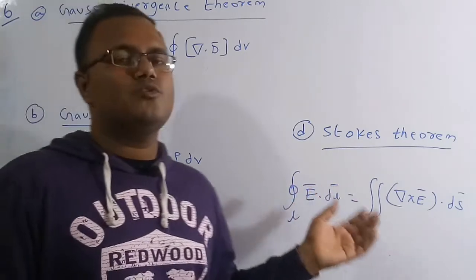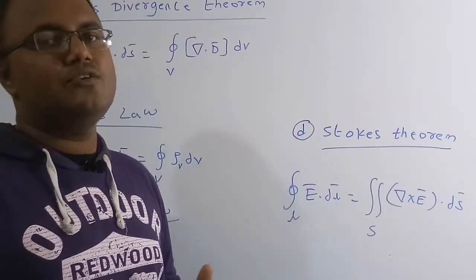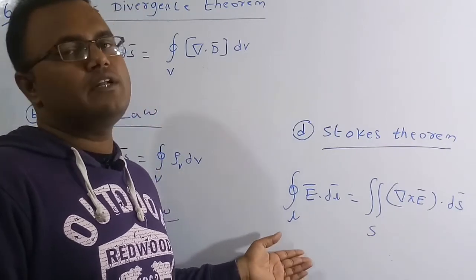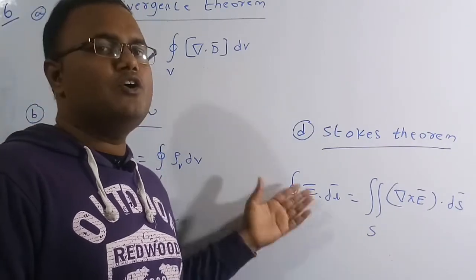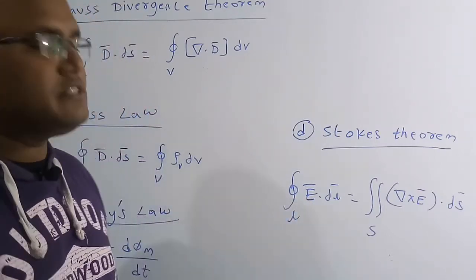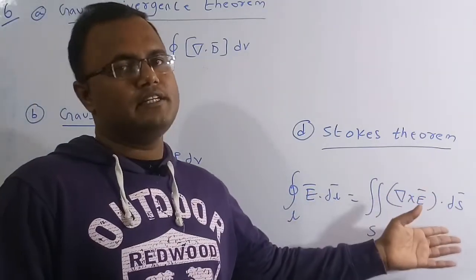And the last one is the Stokes theorem. Stokes theorem is going to relate a closed line integral with an open surface integral, because a closed line can only give you an open surface. So therefore the closed line integral of any vector E bar dot dl bar is equal to the open surface integral of curl of E bar dot ds bar.